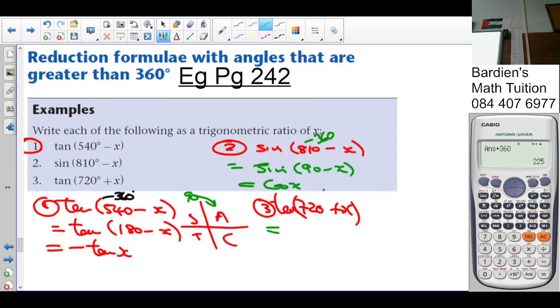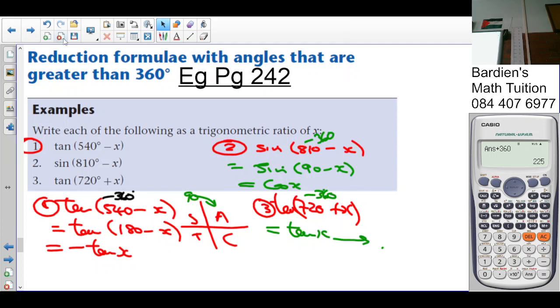Number 3. 720 plus x, 720 is over 360, not so? So you subtract 360, what do we get? 360. Subtract 360 again? 0. So it's just tan x. Okay, you guys understand? Any confusion?